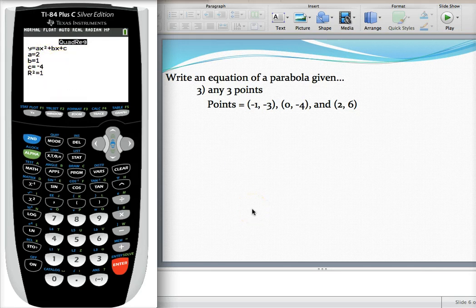We'll graph that in a second just to check it. Remember, the r value represents the correlation coefficient. So an r value of 1 means we have a perfect fit. So this data perfectly fits that parabola.